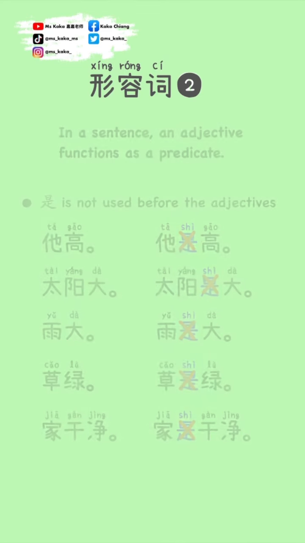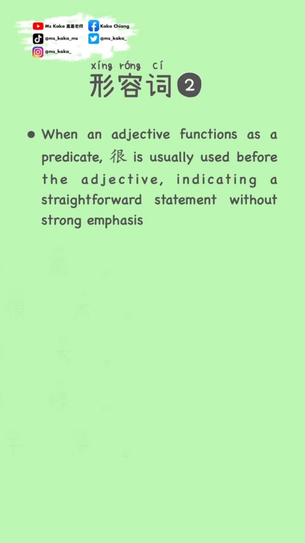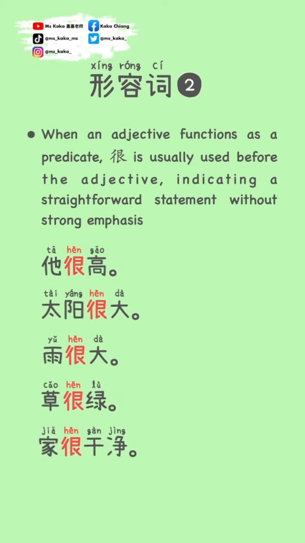In addition to avoiding 是 in descriptive sentences, it's important to note that the adverb 很 is often used before adjectives in Chinese. It signifies a straightforward statement without emphasizing the adjective, while 很 can be translated as very or quite. It doesn't necessarily imply a high level of intensity. It's more of a grammatical requirement in the sentence structure.